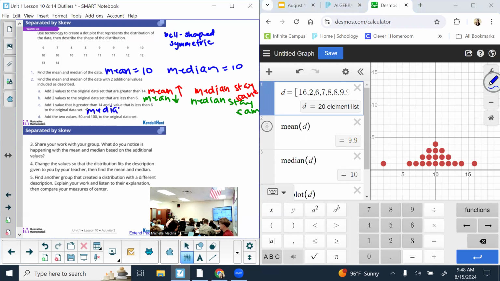Could the mean, or let me say this differently, will the mean always change when I add a number on the high end and the low end? Let's see if I can make it to where it doesn't change. Let me just try.